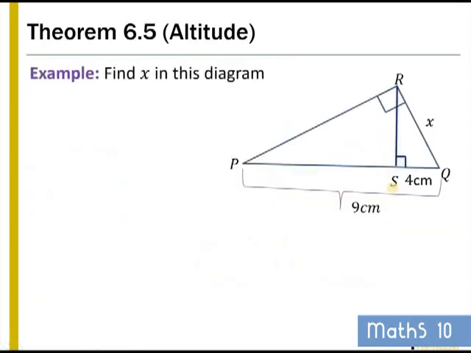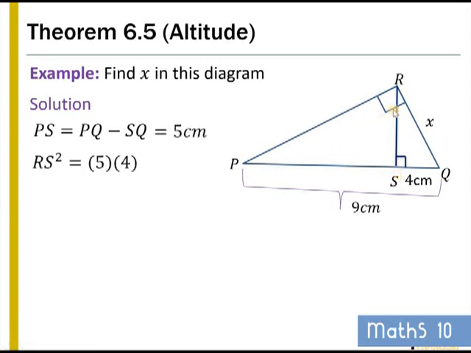Example: find x in this diagram. We can use the theorem h squared equals ab to find the length RS, and then we can use Pythagoras' theorem to find the length x. So, first of all, PS is equal to PQ minus SQ, which is 9 minus 4, which is 5 centimeters. So RS squared is equal to 5 times 4, which is 20. So RS is the square root of 20.